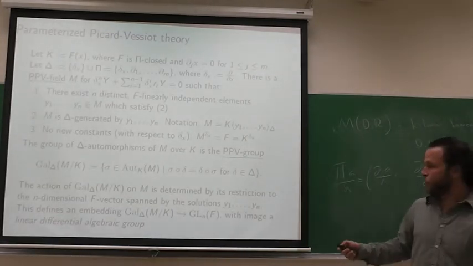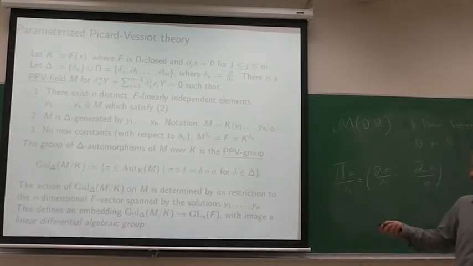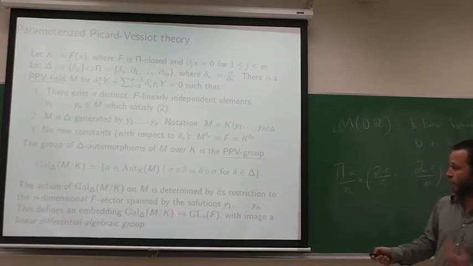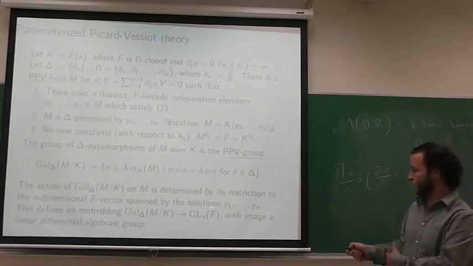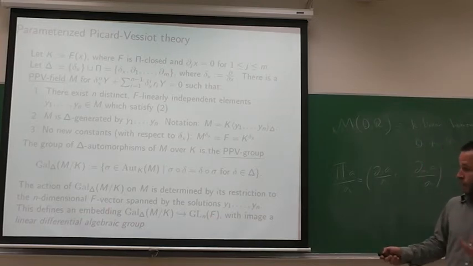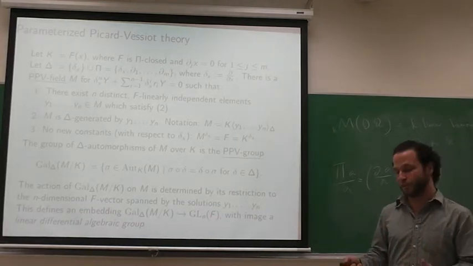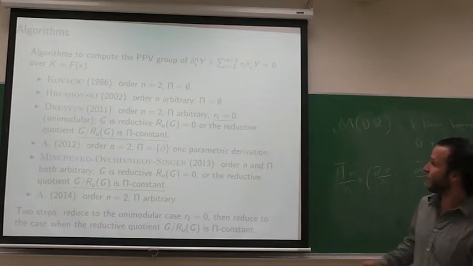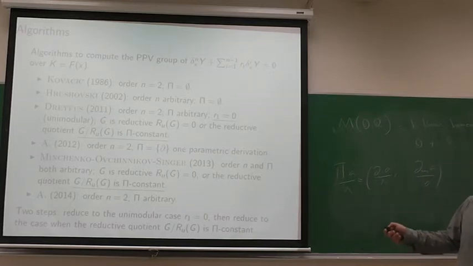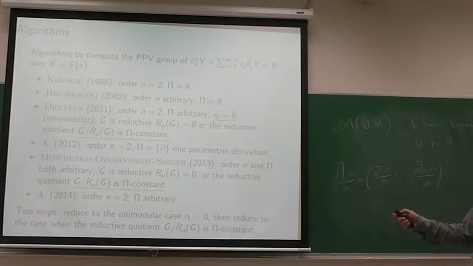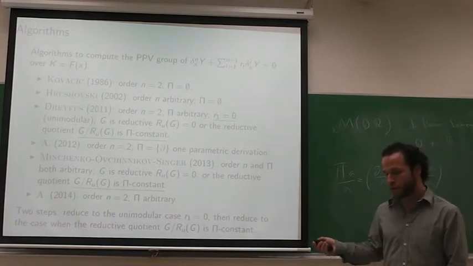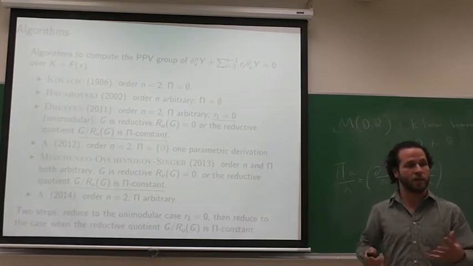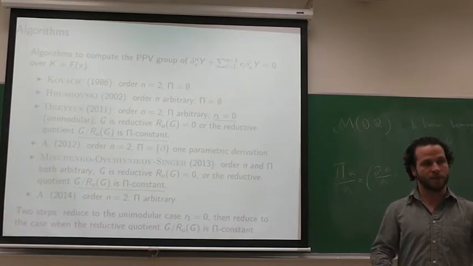So just like in the classical Picard-Vessiot theory, the action of the Galois group is determined by what it does to these generators. And that defines an embedding for you of the Galois group into GL_N(F). And its image is a linear differential algebraic group. So I'm skipping a lot of algorithms here that are important, but this parameterized theory contains the non-parameterized one as a special case. If you just have an empty set of parameters, then all the definitions are just talking about standard Picard-Vessiot theory.